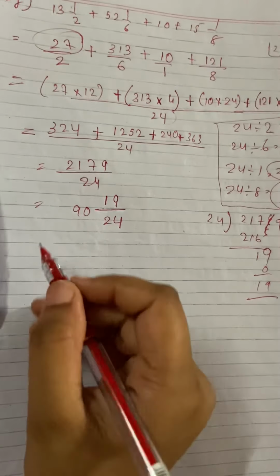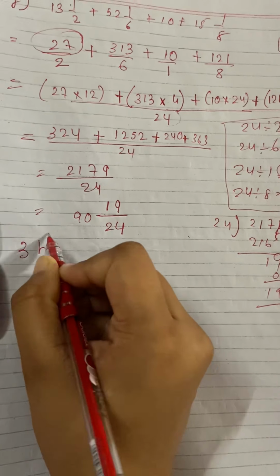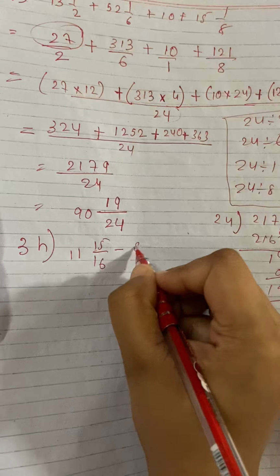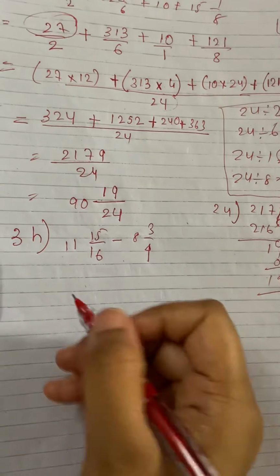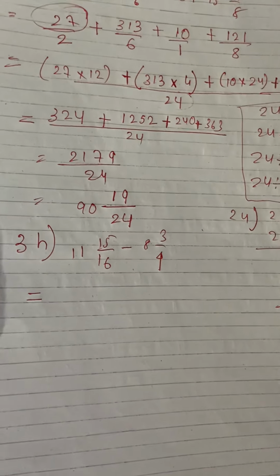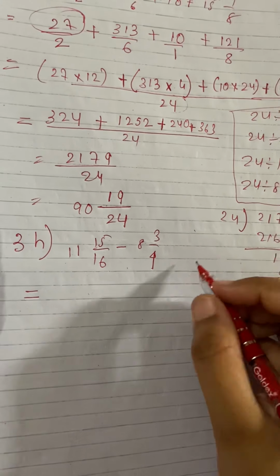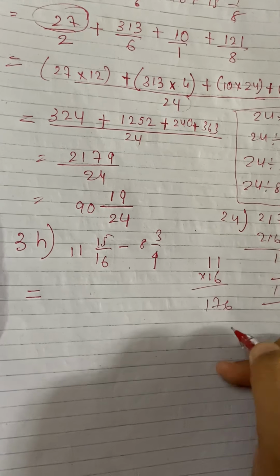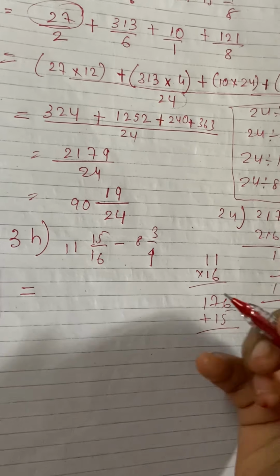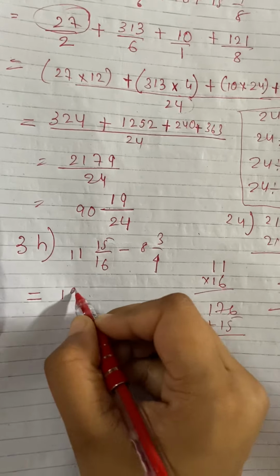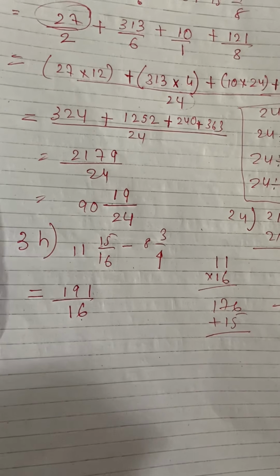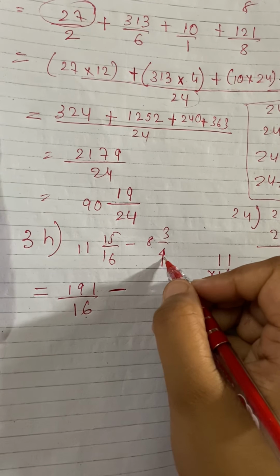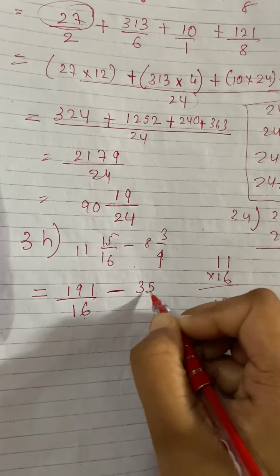I'll show one in subtraction also. The question is 11 15 by 16 minus 8 3 by 4. So first I'll convert it into improper fractions. First I will multiply 11 into 16, which is 176, and then I will add 15, which you already know how to do this. So I am writing 191 by 16 minus 8 into 4 is 32. 32 plus 3, 35 by 4.